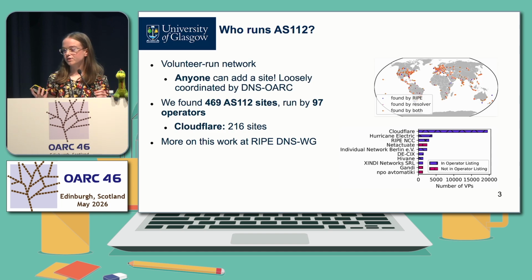In some previous research, we looked at the deployment characteristics of AS112, and we found 469 sites run by 97 operators. Cloudflare is a major operator. It runs about half the sites we found. But as you can see in this chart, there are many other operators as well. This is not the focus of this research, but I will talk more about this in the RIPE DNS working group if anyone's going there.